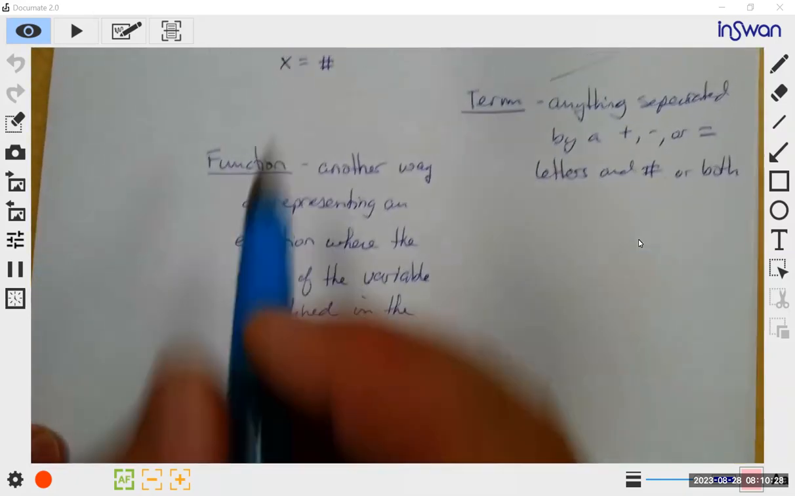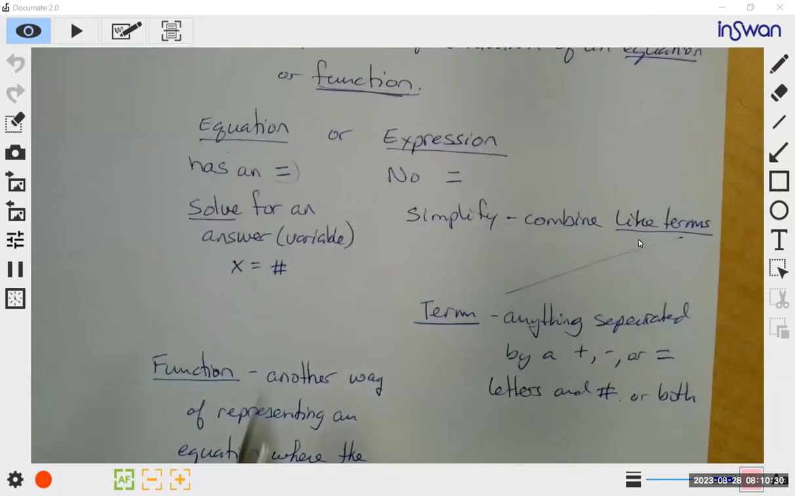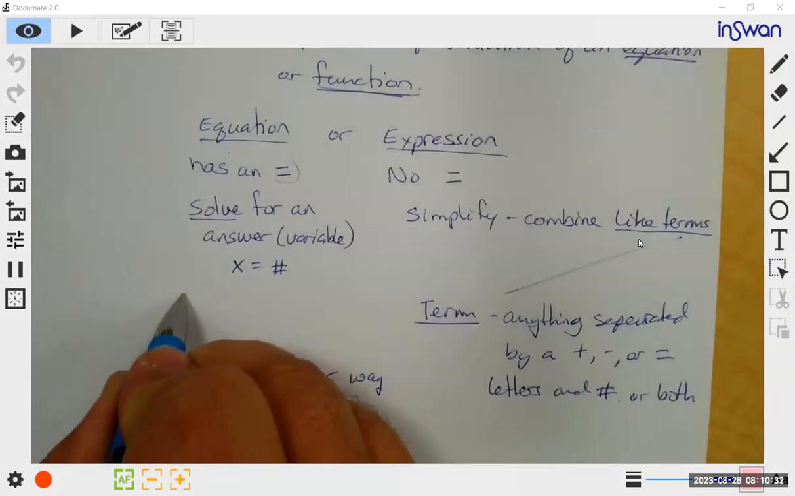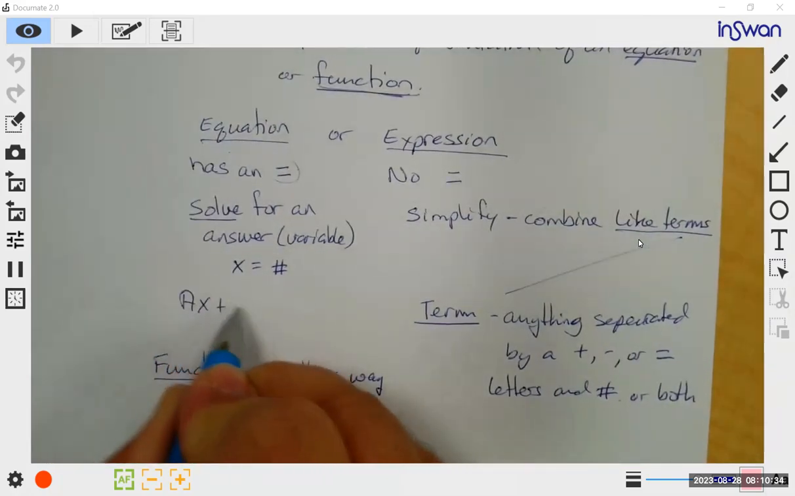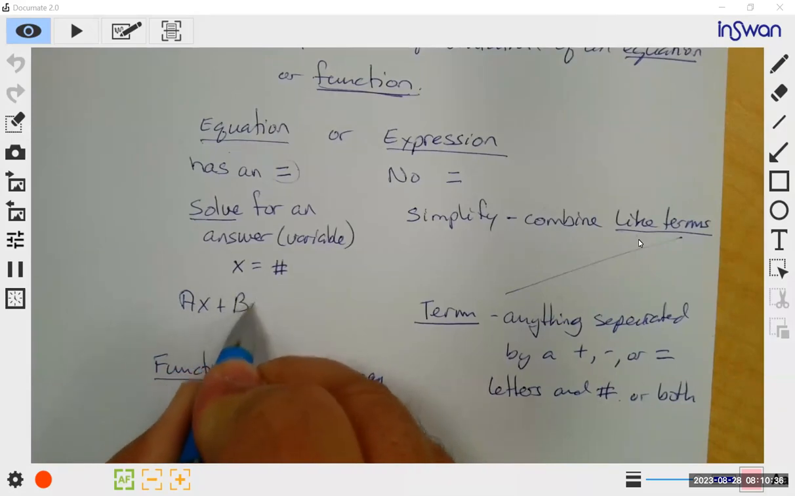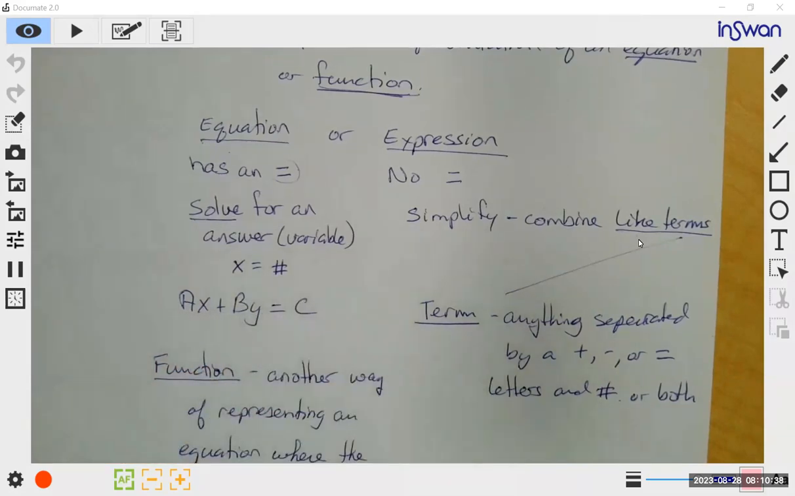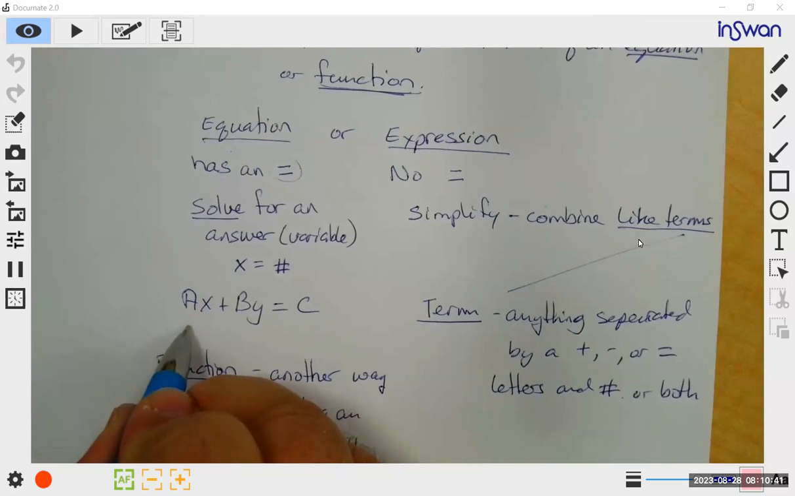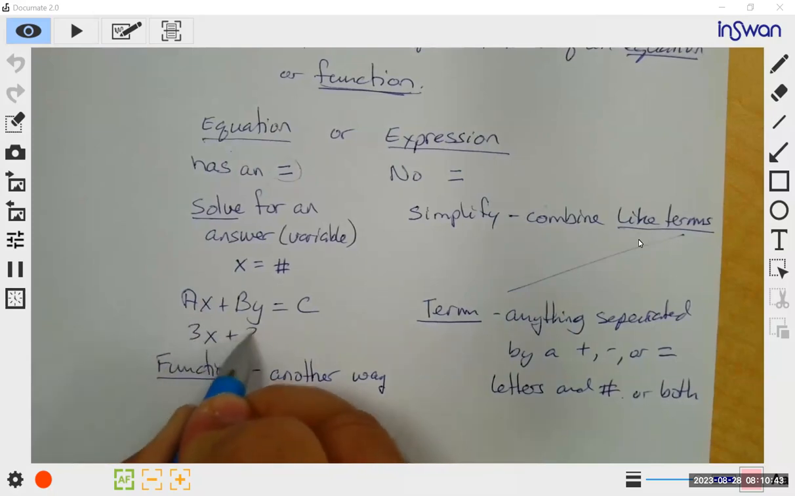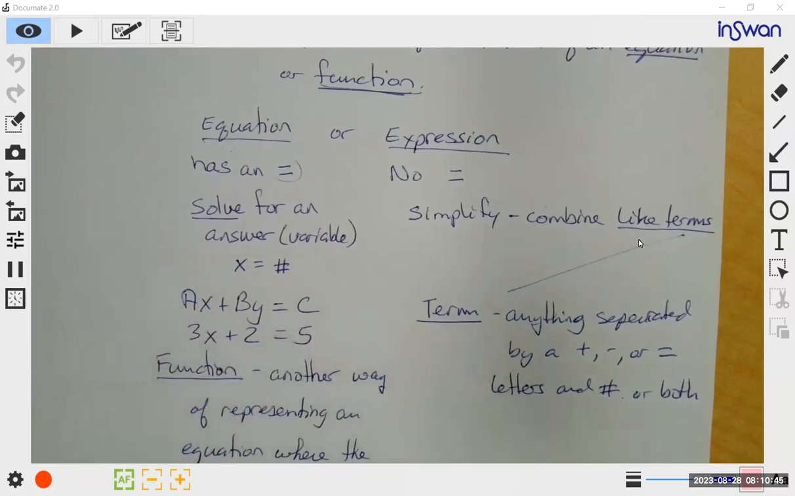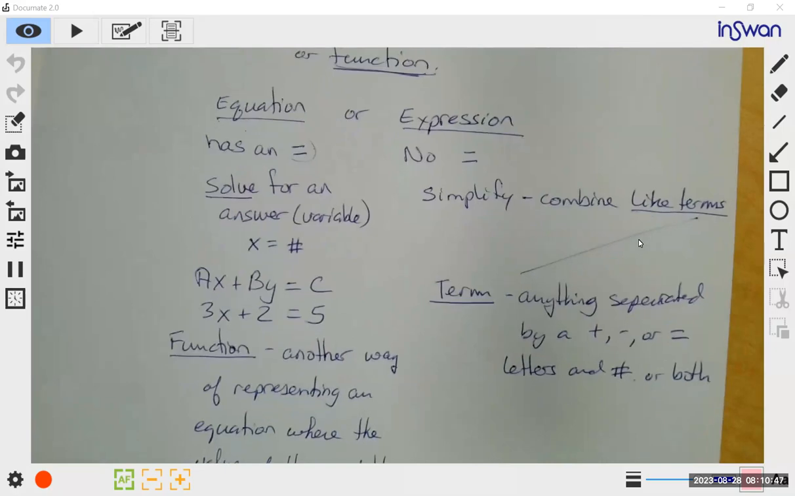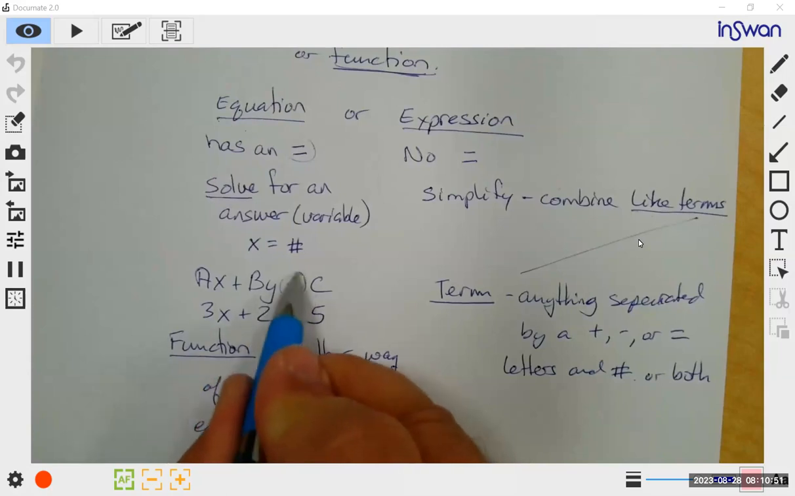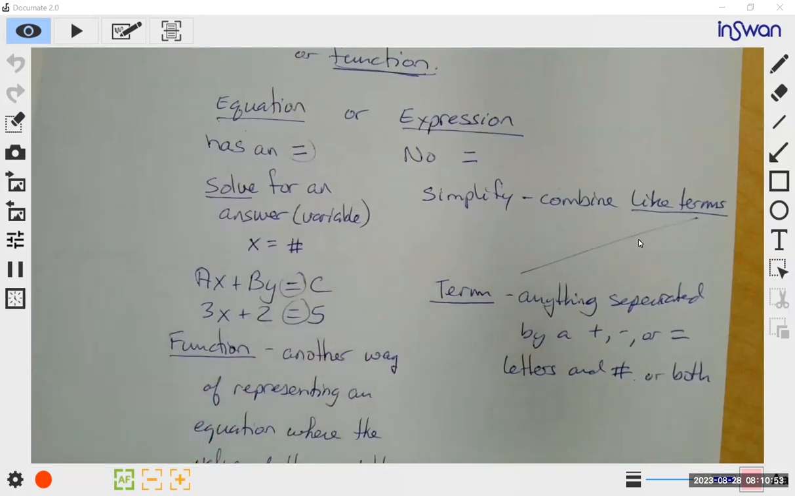So let me show you. An equation looks like this. Or it could be that. As long as we have an equal sign in there, that's an equation.